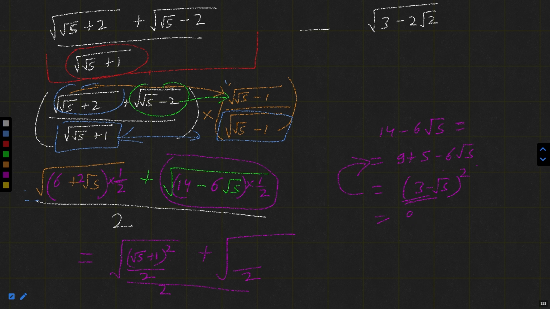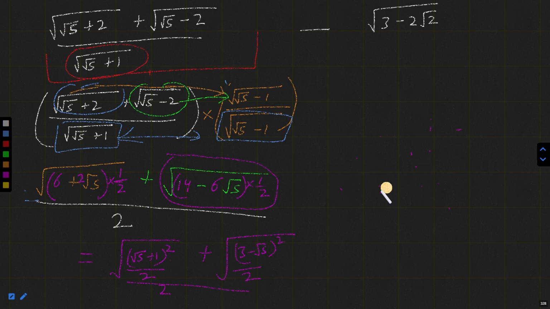So 3 square is 9, minus 2ab is 6 root 5, plus b square is just 5, and 9 plus 5. Yes, we got the same thing. So this is this. I hope these steps are very clear. Okay, now what will we do?